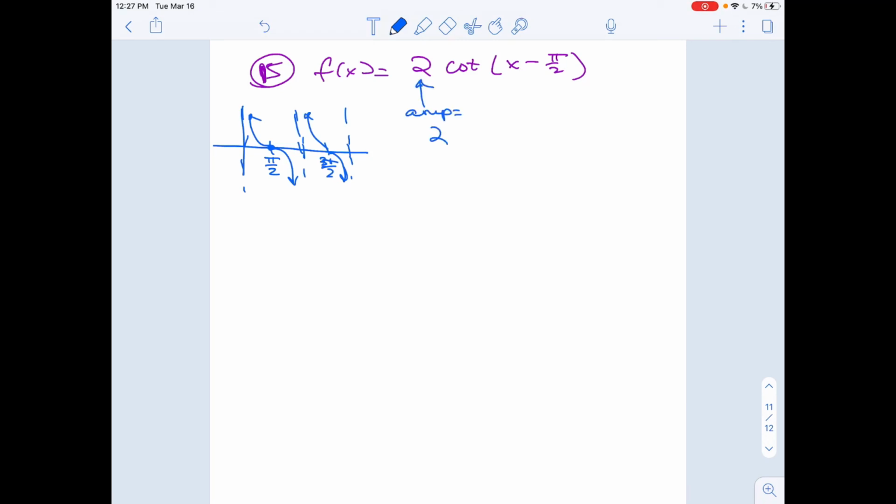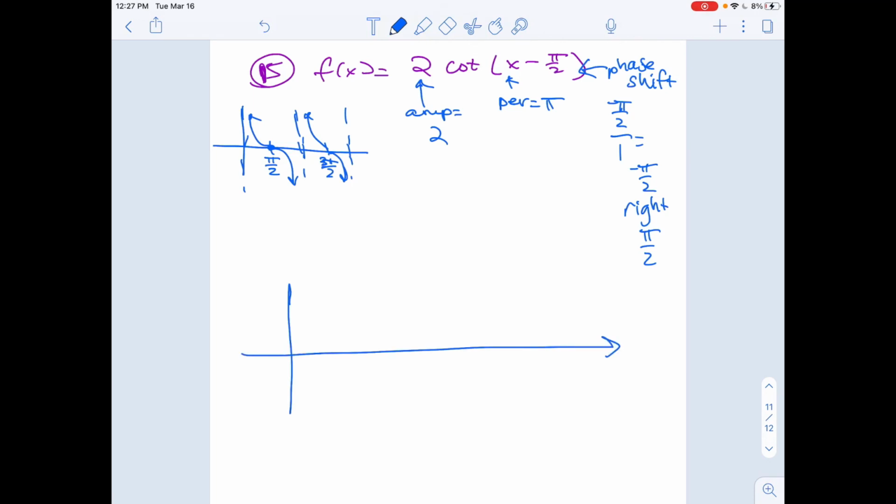Here's our amplitude at 2. The period is staying the same. Remember, the period of tangent and cotangent is both pi. And our phase shift is going to be negative c over b, which is negative pi over 2, which in this case moves everything to the right by pi over 2. So if I'm setting up my axis here, I know this is typically pi, here's 2 pi, but remember everything's getting moved to the right. So here's pi over 2, 3 pi over 2, and 5 pi over 2.